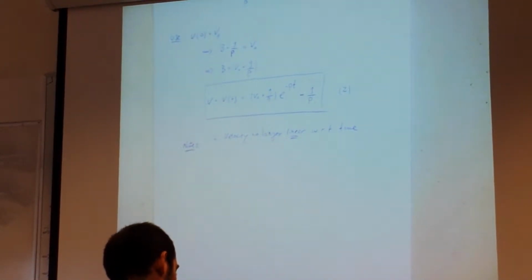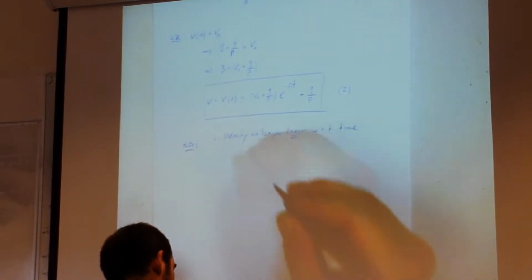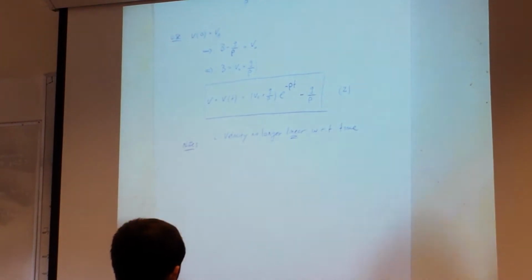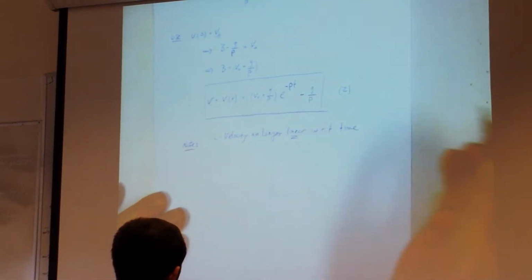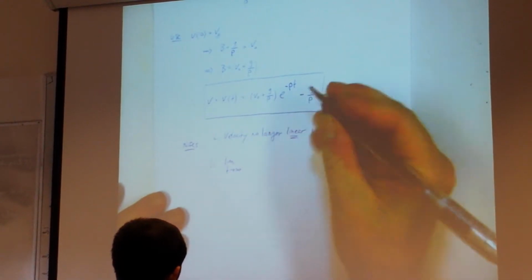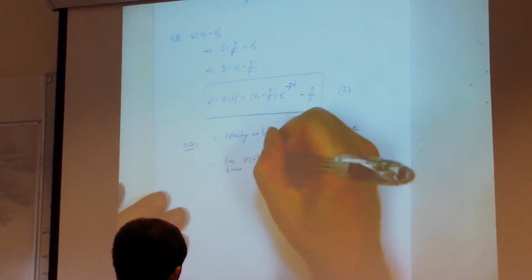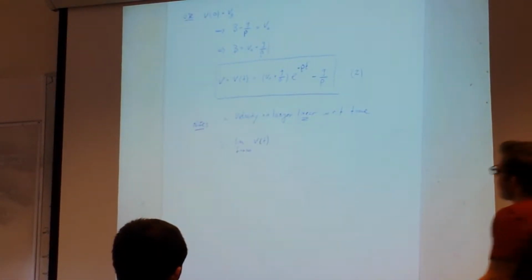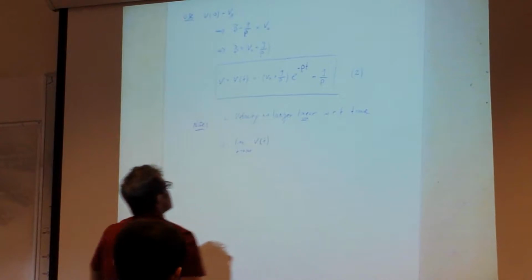Okay. And what else do we notice? It is exponential. I got a negative factor up there, a negative exponent. So what can you tell me about the limit as t goes to infinity of this velocity function? It's going to be slowing down. It's going to be moving towards zero. Right?